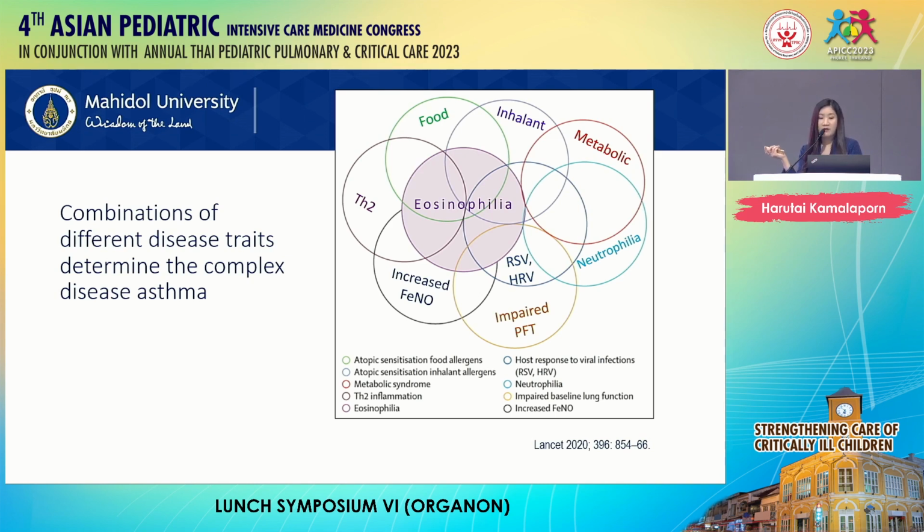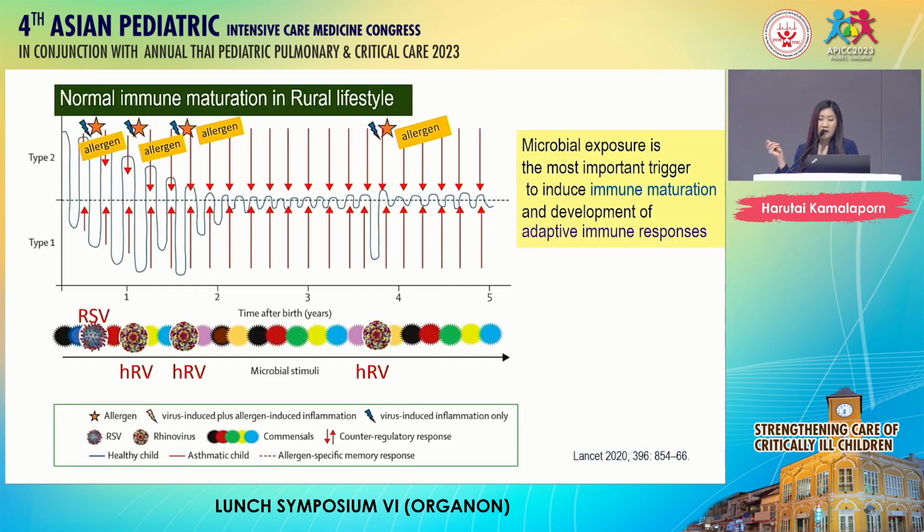These all factors in combination increase the probability of having the complex disease of asthma. Look at this graph. I might orient you a bit. Usually, from birth, the type 2 immune response is going to be very high, and it slightly decreases to the normal, steady level until the age of 2 years.